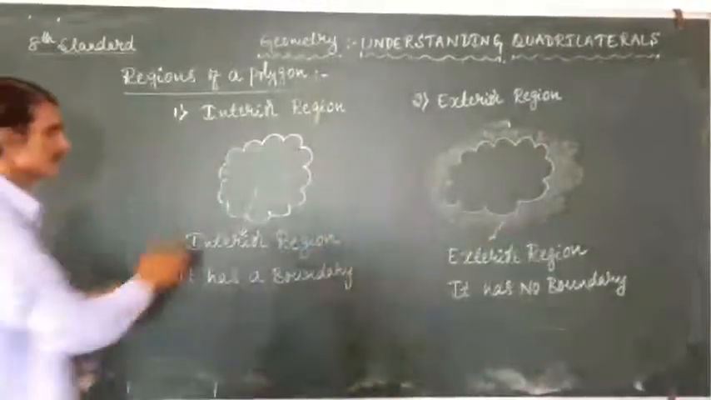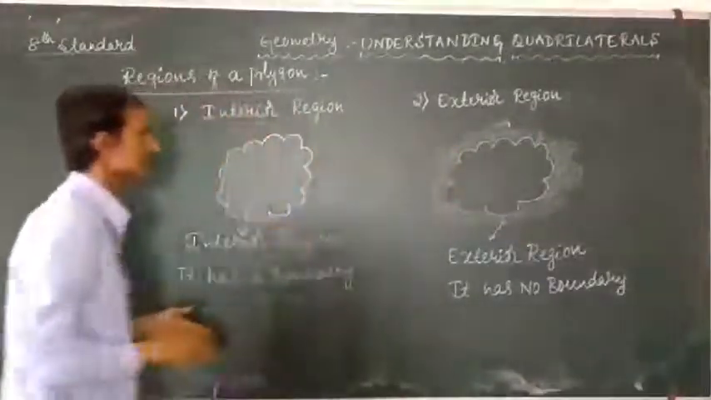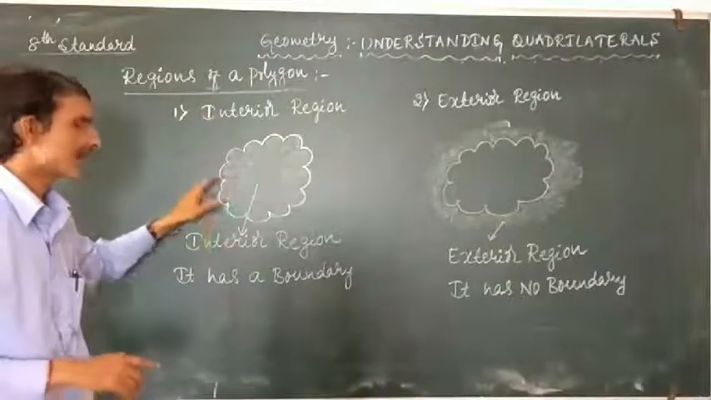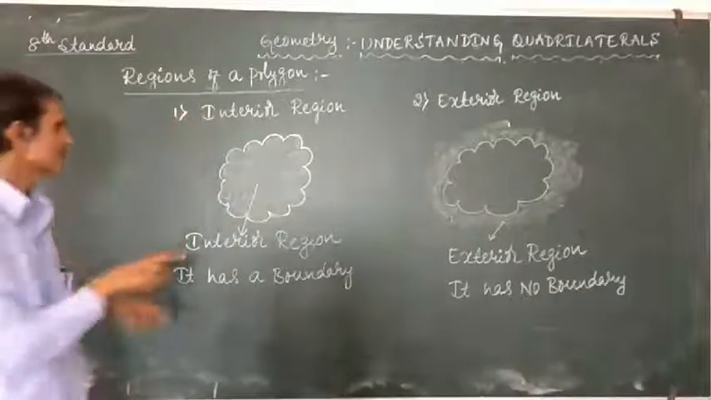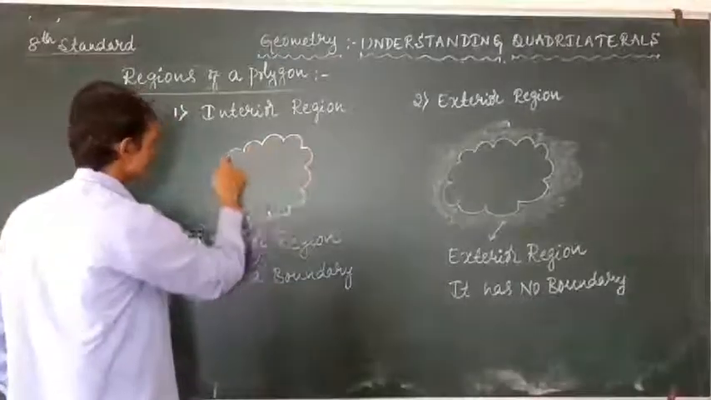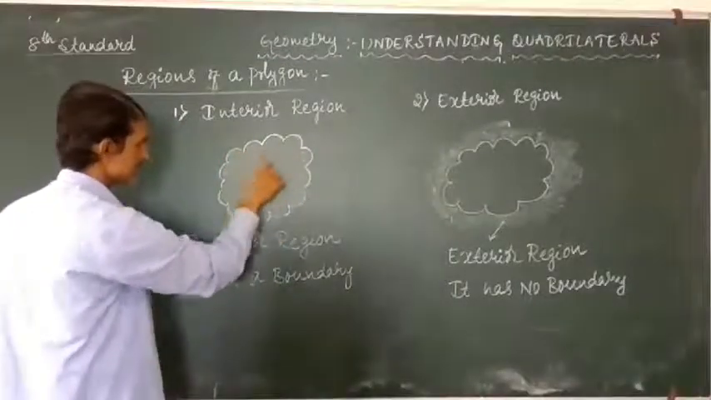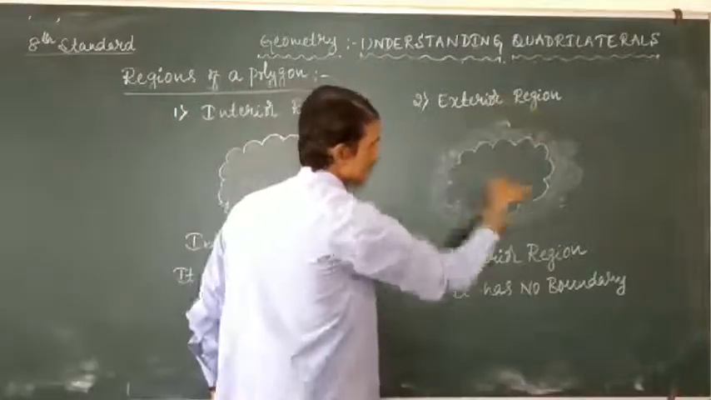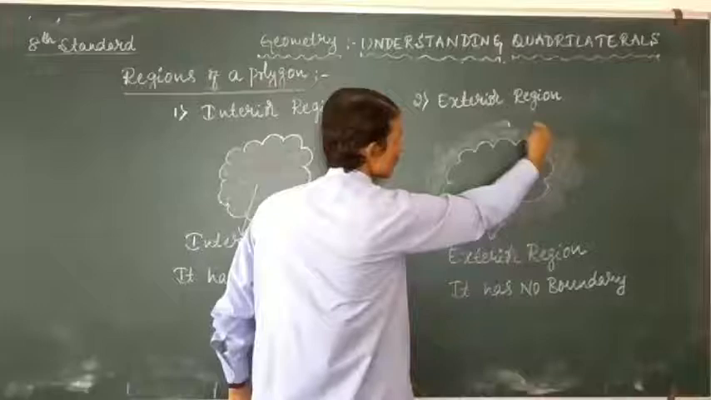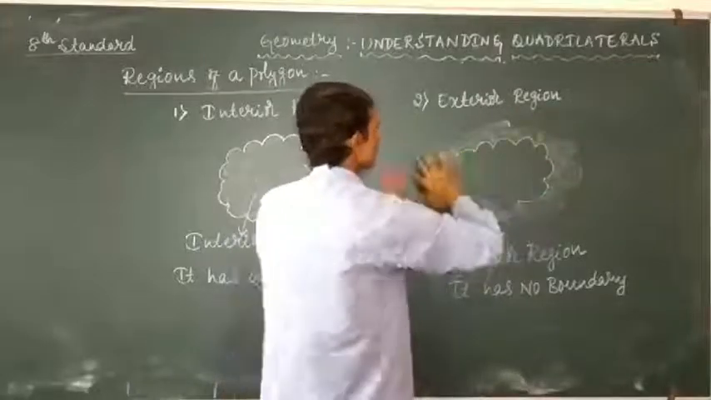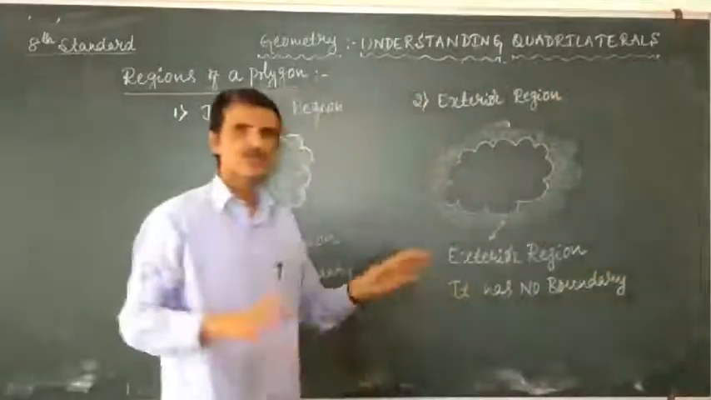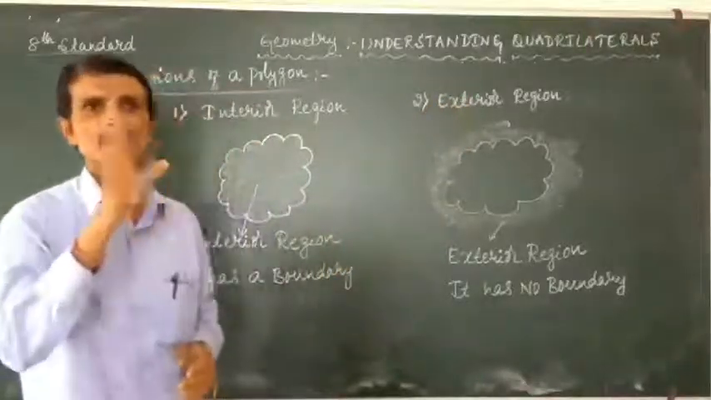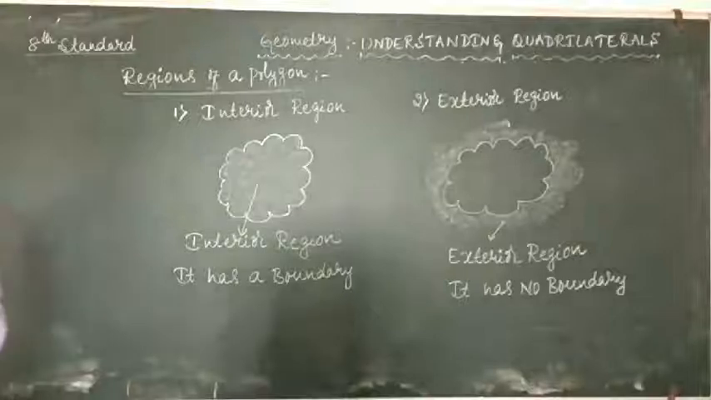So if you observe these two polygons, this interior region has a boundary. That means it has a limitation. Whereas in case of exterior region, it has no boundary. So there is no limit for the exterior region of the polygon. So understand, students?